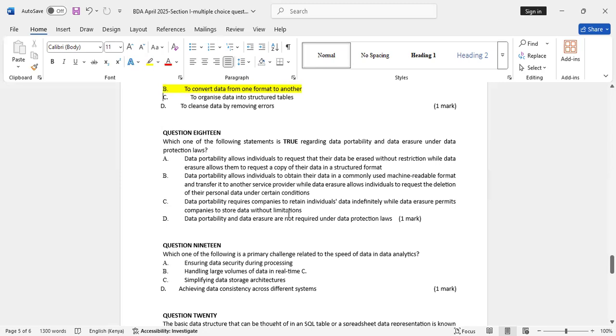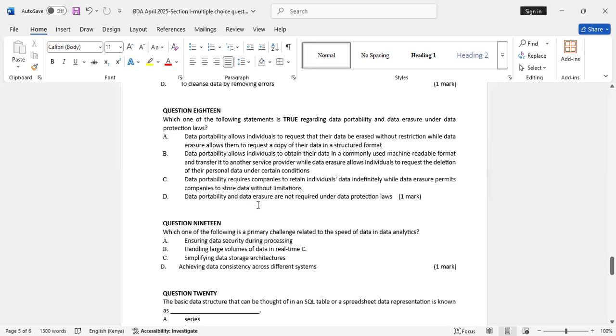B, data portability allows individuals to obtain their data in a commonly used machine-readable format, and transfer it to another service provider, while data erasure allows individuals to request the deletion of their personal data under certain conditions. I think that's correct. C, let me read C. Data portability requires companies to retain individuals' data indefinitely, while data erasure permits companies to store data without limitations. No, that's not true. That's not correct.